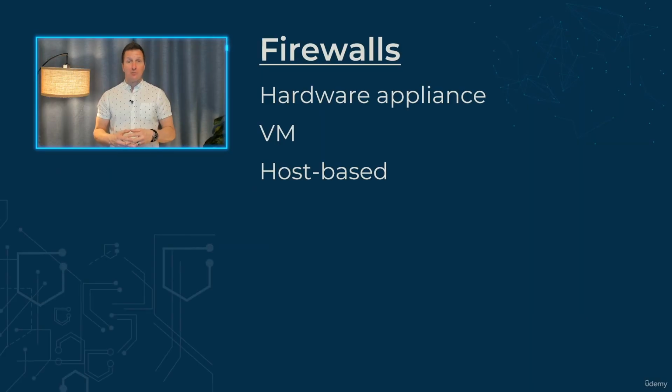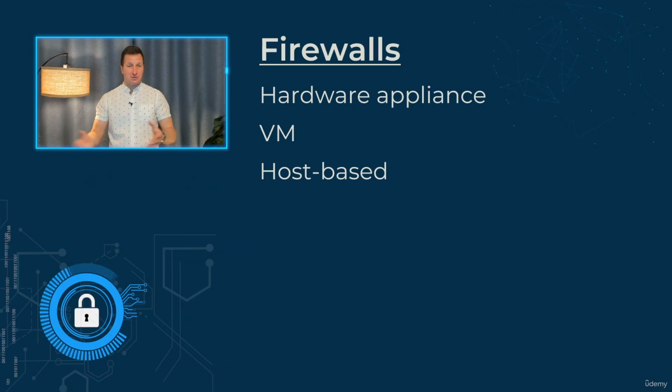One way to control traffic into or out of a network, or even into and out of an individual device, is by configuring a firewall. Firewalls come in a couple of different forms. You could have a hardware appliance, a physical device that you connect to your network that can be configured with firewall rules to control network traffic flow.